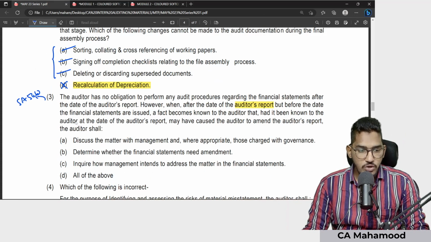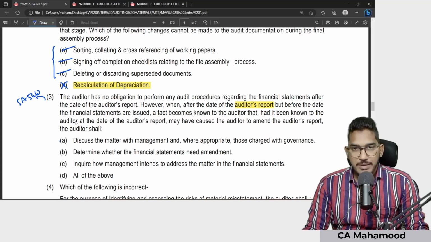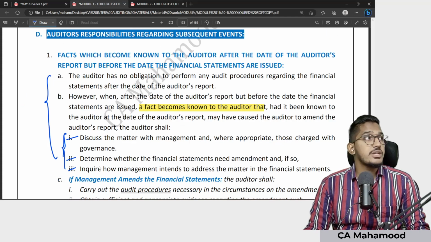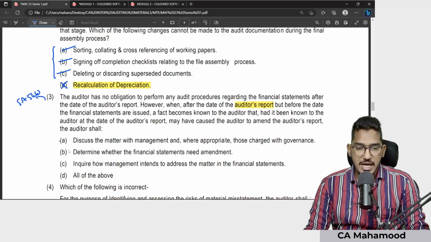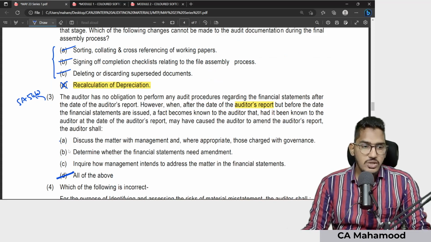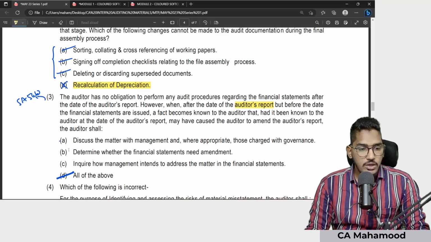So let us see the options, what you should do. Number one, you have to discuss with the management. Yes. You have to determine whether financial statements need amendment. Yes. Inquire how the management intends to address a matter in the financial statements. See, all the 3 points here have been given as it is. So what should the auditor do? All of the above. All the 3 things he should do. Understood, everybody? So the correct option will be option D. All of the above. All the 3 he needs to perform.